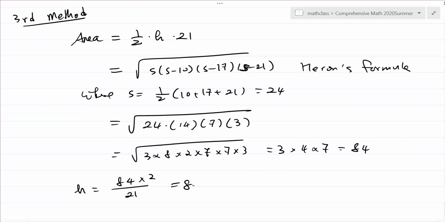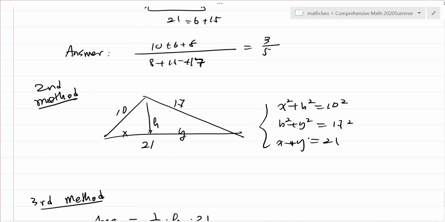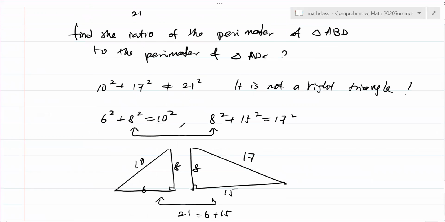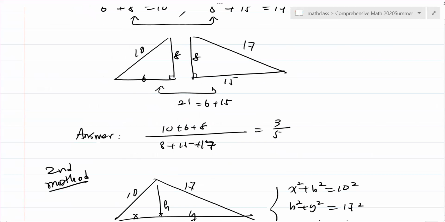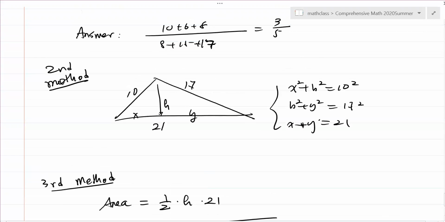So there are 3 different methods to solve this wonderful problem. It's a very nice problem. If you memorize lots of special triangles, then you can quickly use the first method and group the 2 triangles together. That's a quick way to do it. But not everybody can figure that out. Suppose you don't know this, then the second method is very natural. Just name the variables and apply the Pythagorean theorem to 2 triangles. Then you get 3 equations, because the base is x plus y equals 21.